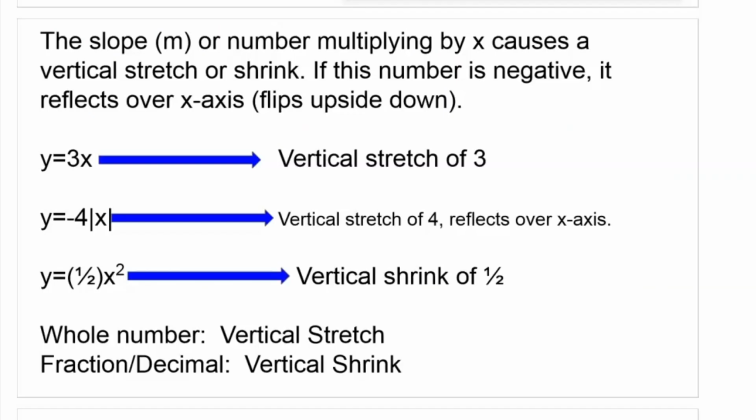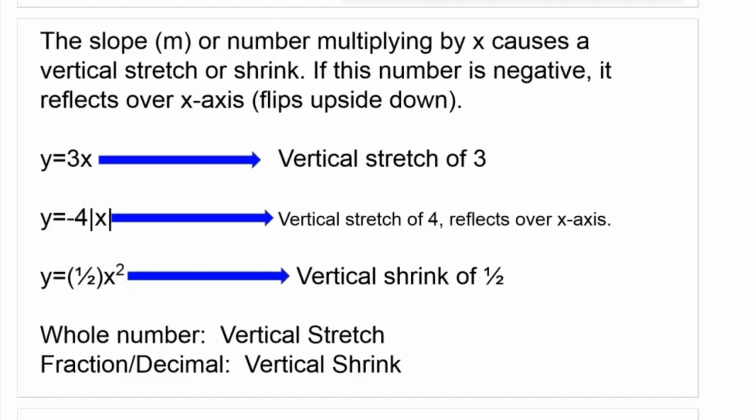Now here is an overview of when you have a number multiplying in front of the x. So in a linear equation, we would call this number the slope. That would be the m value in y equals mx plus b. So when you have a number multiplying in front of x, that will cause a vertical stretch or a vertical shrink. And I'll show you what that looks like on the graphs. When it's a whole number, 1, 2, 3, 4, 5, 6, etc., that will cause a vertical stretch. When it's a fraction or a decimal like 1/2, 2/3, 1/4, etc., that will cause a vertical shrink.